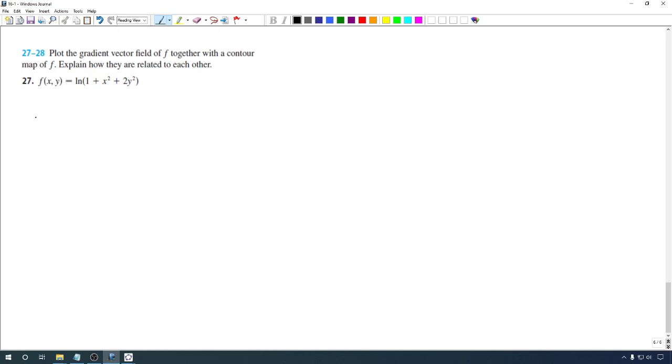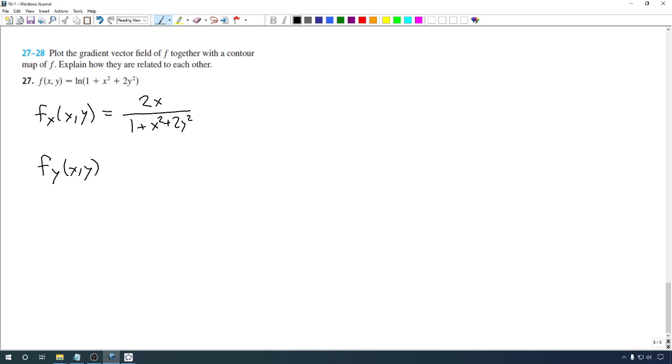Now, of course, it's exactly the same starting point. We take the derivatives of our function with respect to x and y. This time we do need to use the chain rule here. So the derivative of the natural logarithm gives us the derivative of the inside divided by what's inside. So we end up with a 1 plus x squared plus 2y squared on the bottom. On the top, the derivative of 1 plus x squared plus 2y squared, with respect to x specifically, is 2x. Obviously, the 1 and the 2y squared don't really matter here.